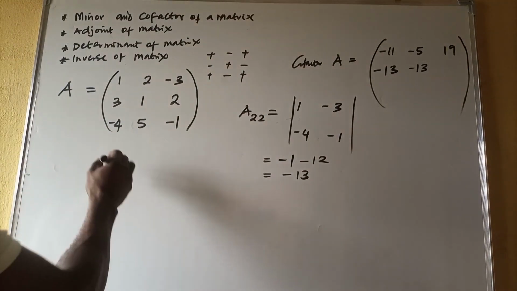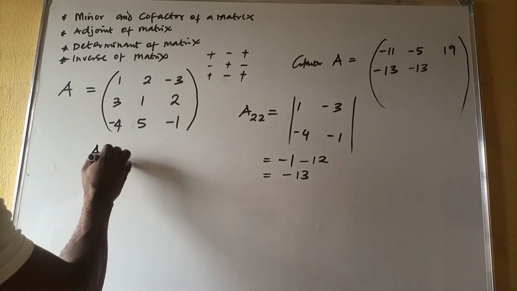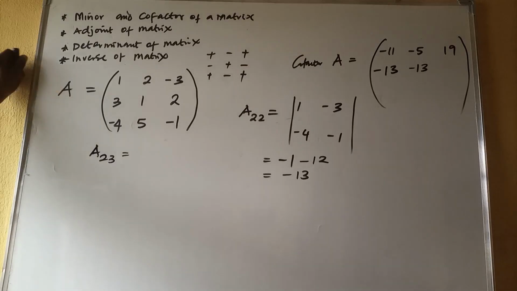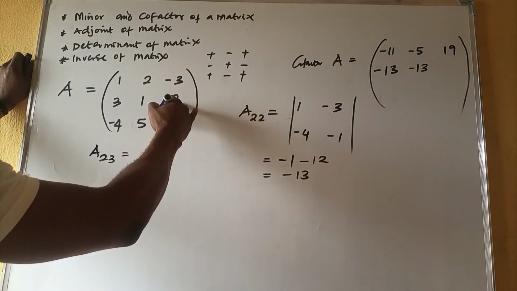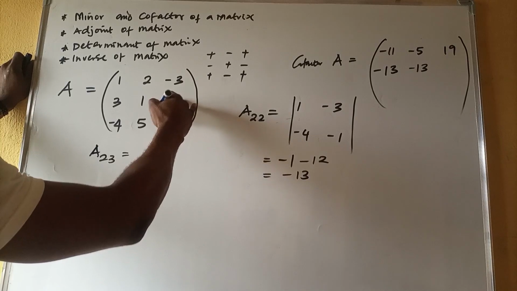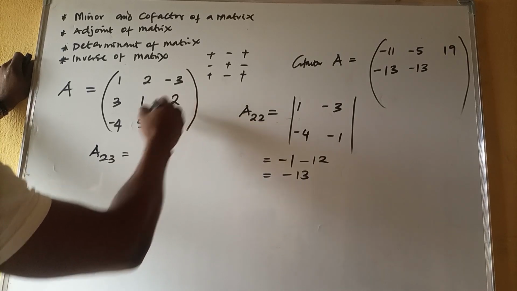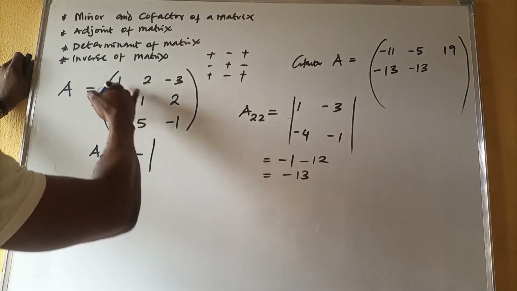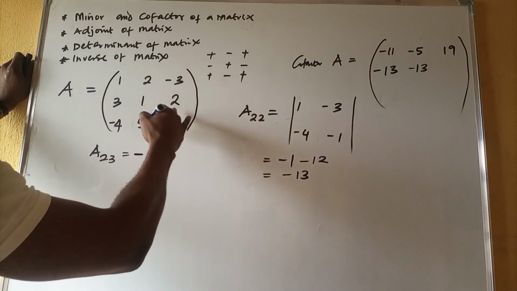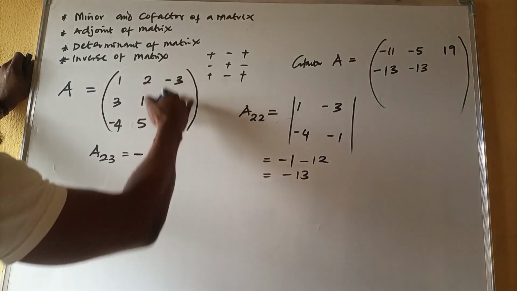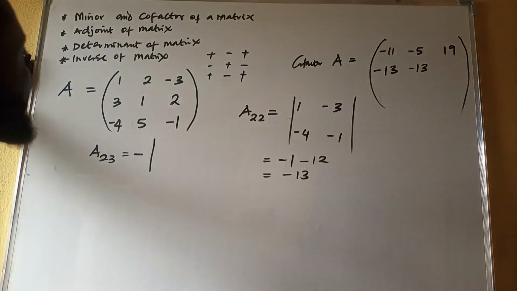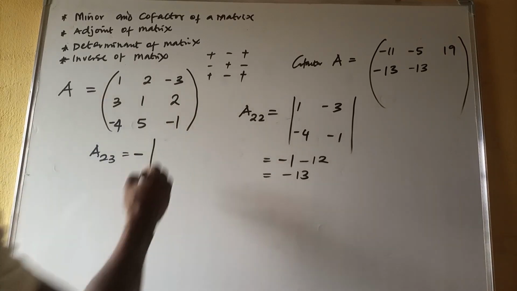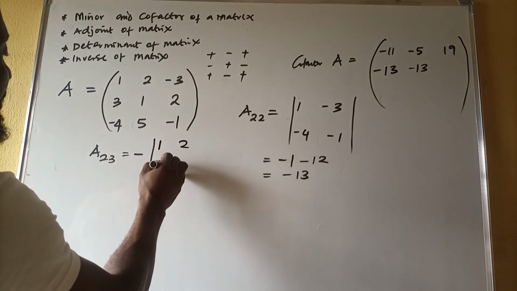So I am taking A23. Please follow what I'm doing carefully. You're going to achieve something from it. So I am going to consider this. If I'm considering 2, remember the sign convention here is negative. So I'll put a negative sign here. So I am going to have this particular column deleted, and this row will be deleted. What are we going to have now? We're going to have 1, 2, minus 4, 5.